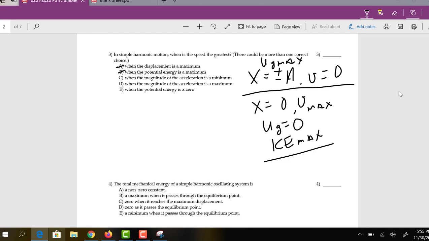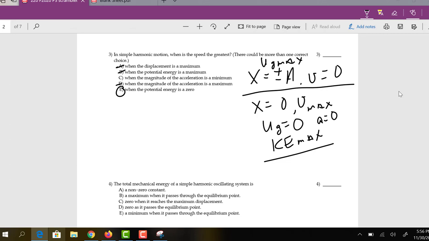When the magnitude of the acceleration is a minimum. Okay, so the acceleration at the equilibrium point is actually 0. So that one can't be true either. Okay, when the magnitude of the acceleration is a maximum. Okay, when the potential energy is 0. Good, so it's going to be this one, when the potential energy is 0, right? The potential energy is 0 through equilibrium.